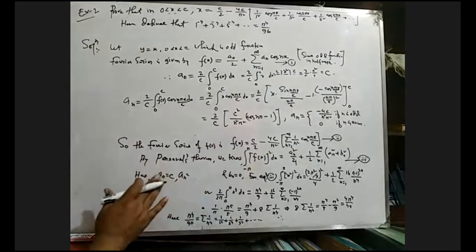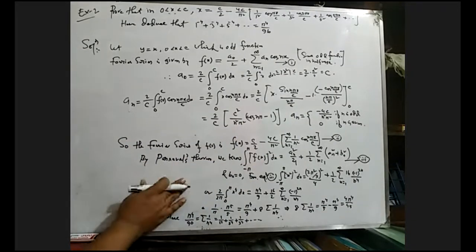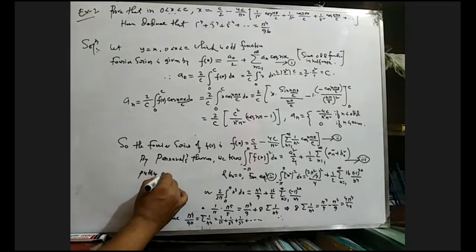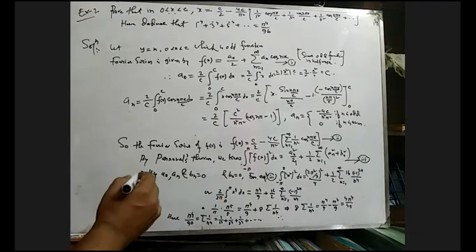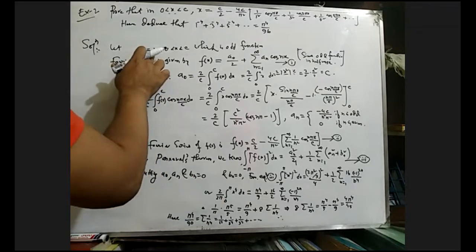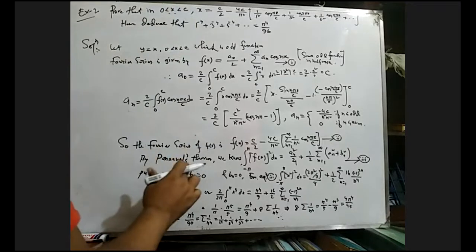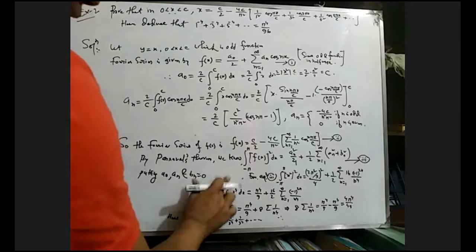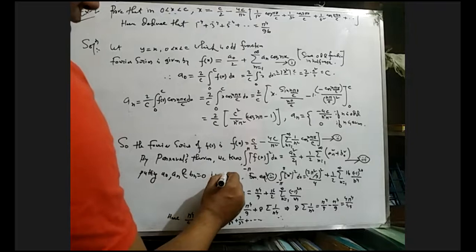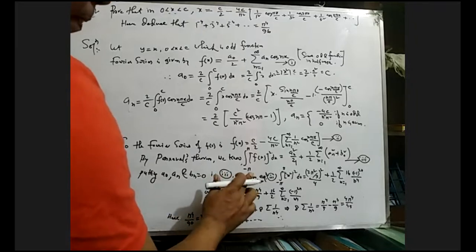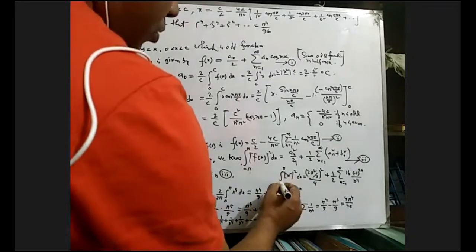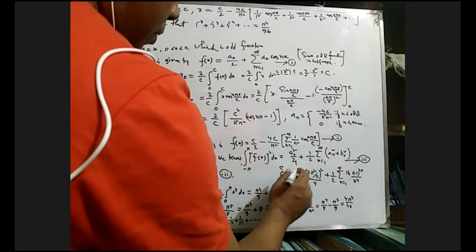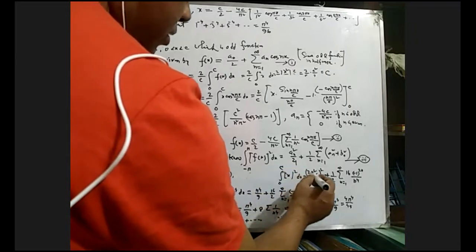These values, so putting here a naught, a n, and bn equals 0, because for this odd function and for the half range we got bn equals 0. Remember it in equation number 3. So the limit will be what? 0 to c, and the function will be only x dx.